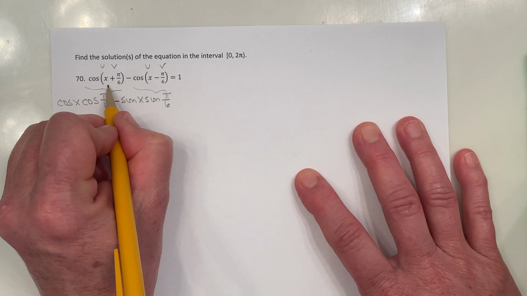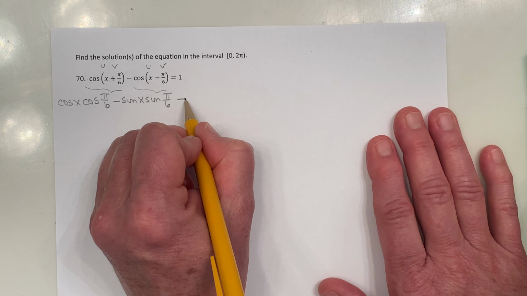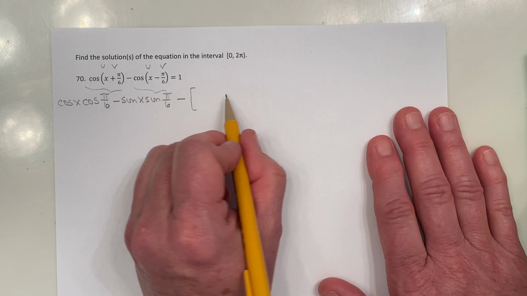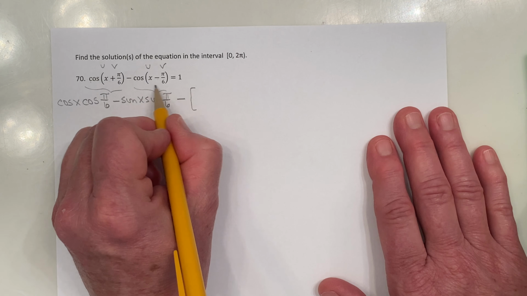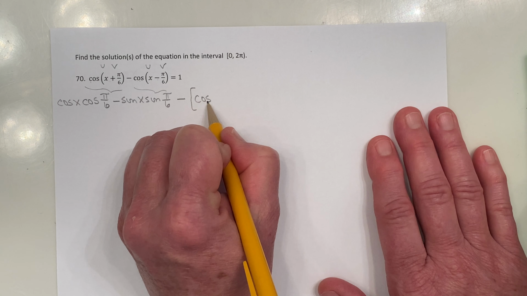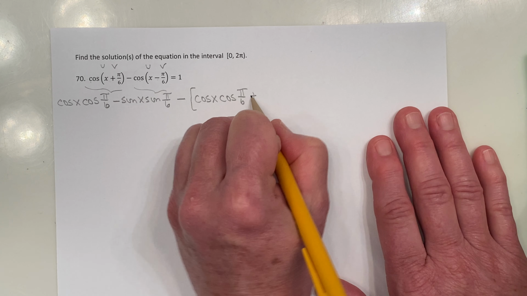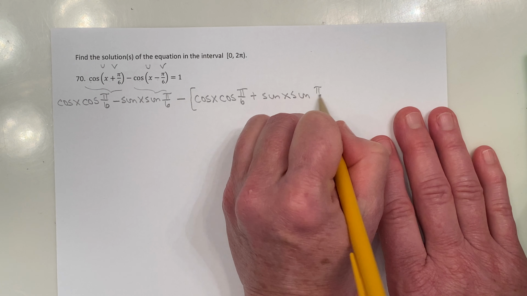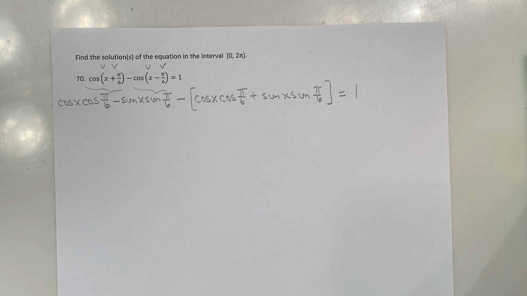So I'm done applying the sum of cosine formula. Let me apply the difference of cosine formula here. So minus, and I'm always mindful of putting a bracket or parenthesis after a minus, because if I have multiple terms here, I've got to distribute that negative in. So let's use the difference of cosine formula: cosine of the first times cosine of the second, but we change to a plus, and it's sine of the first times sine of the second. Close your bracket. Remember, this is an equation. We're not proving an identity. We're trying to solve this and find an answer.